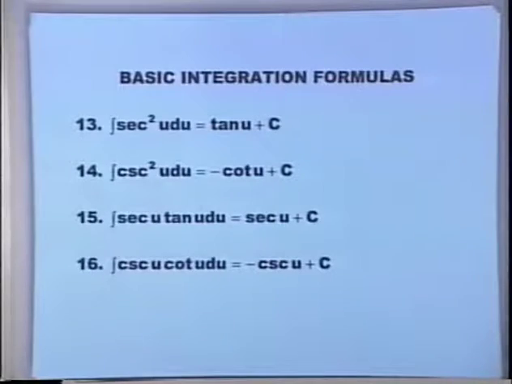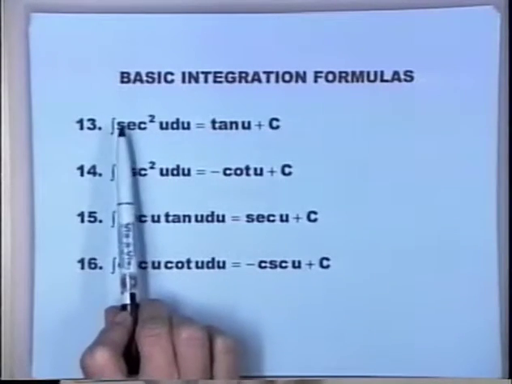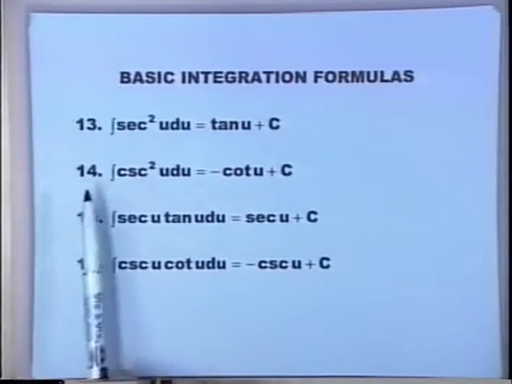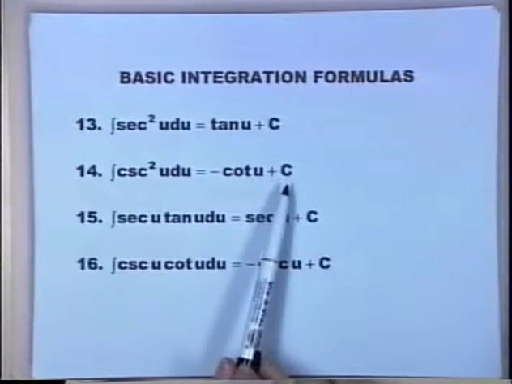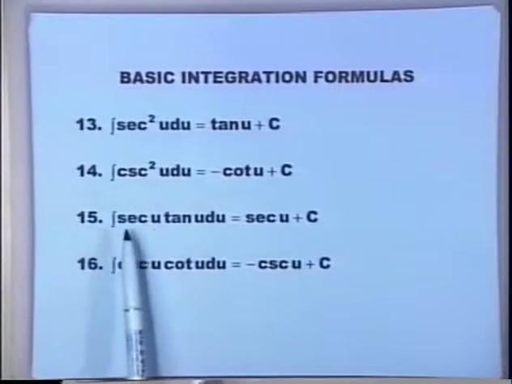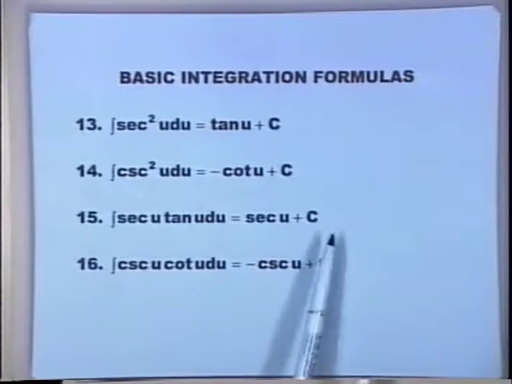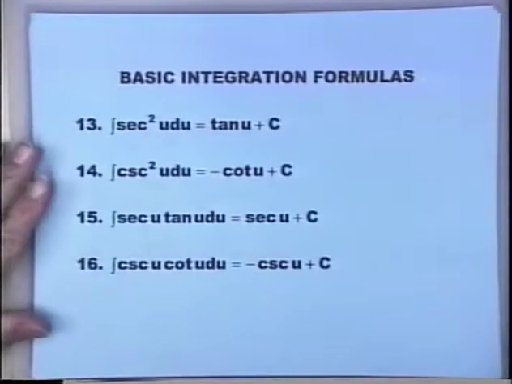And then these forms, most students don't have too much trouble with because you know your derivatives. The antiderivative of secant squared u du is tangent u plus c. Antiderivative of cosecant squared u du is minus cotangent u plus c. Antiderivative of secant u tangent u gives you the secant of u plus your c. And the antiderivative of cosecant u cotangent u du is minus cosecant u plus c.